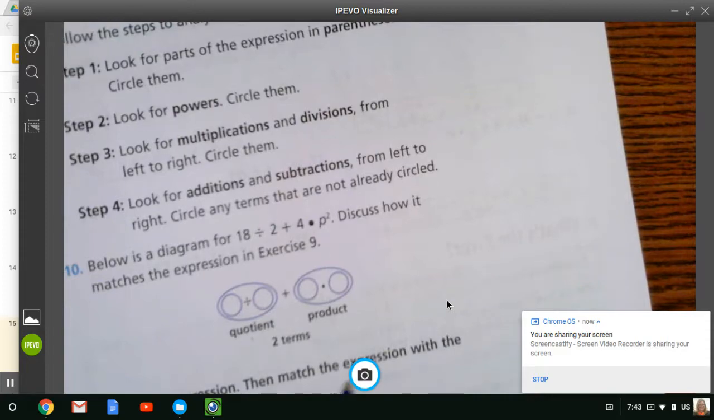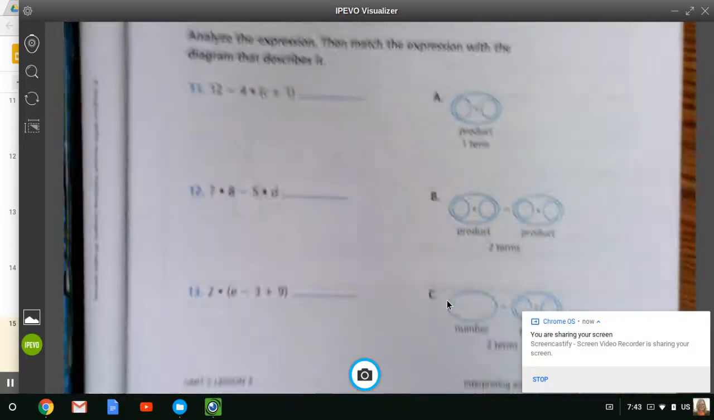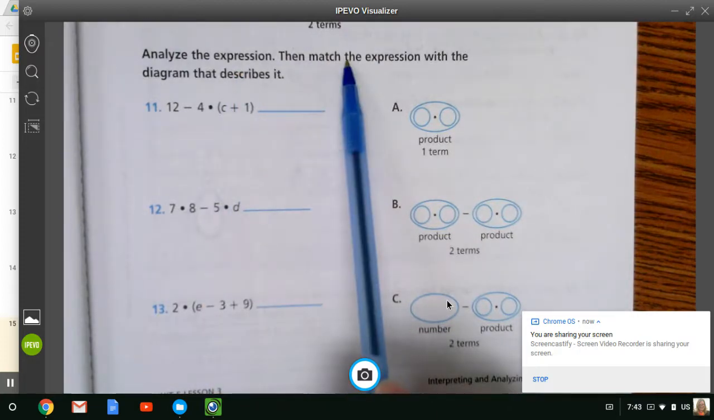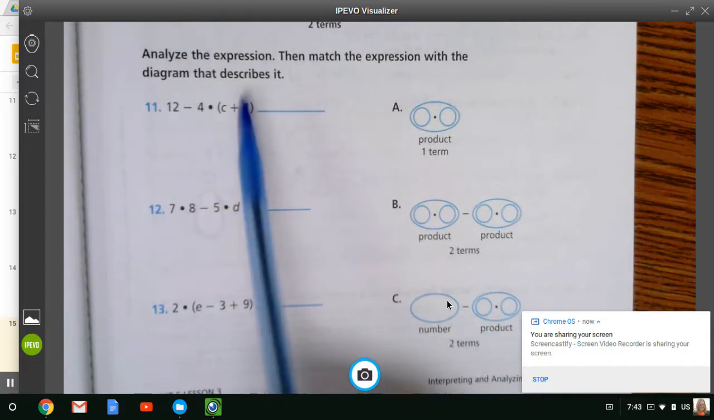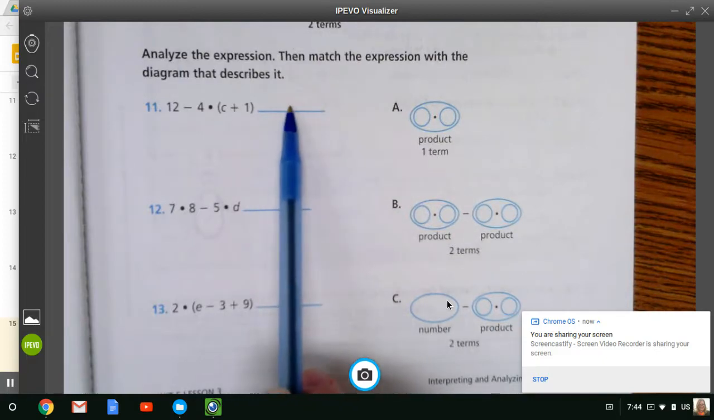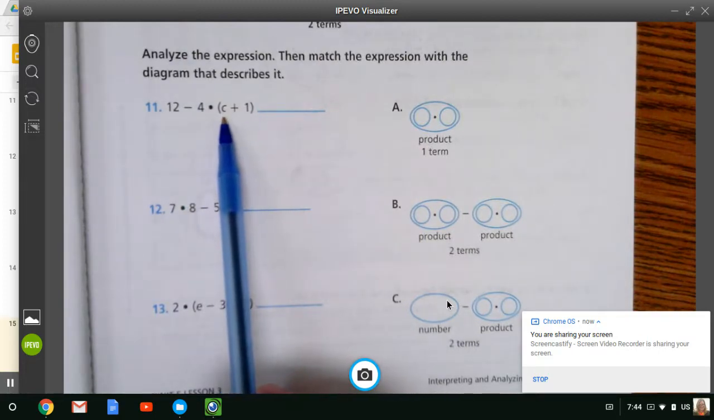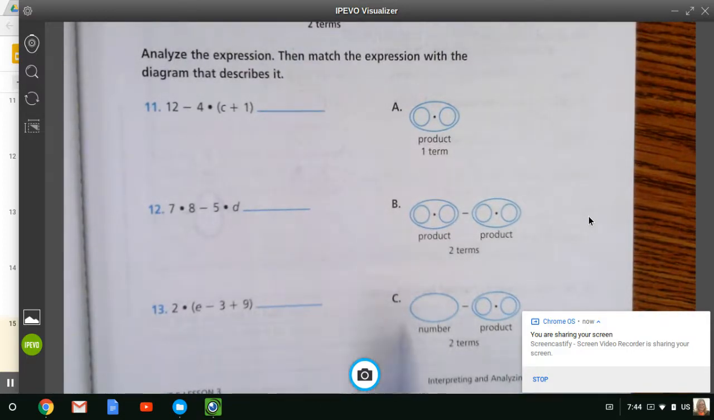So now we're going to analyze the expression and match the expression with the diagram that describes it. So down below, we're going to do 2 things. We're going to analyze the expressions, and then we're going to match them with the diagrams. So what you write on the line is the letter of the diagram. So this would say A or B or C. There's no solving needed. In fact, you can't solve it. There's no value known for C or D or E. So you can pause this to solve, but I will go ahead and show you what this would look like.